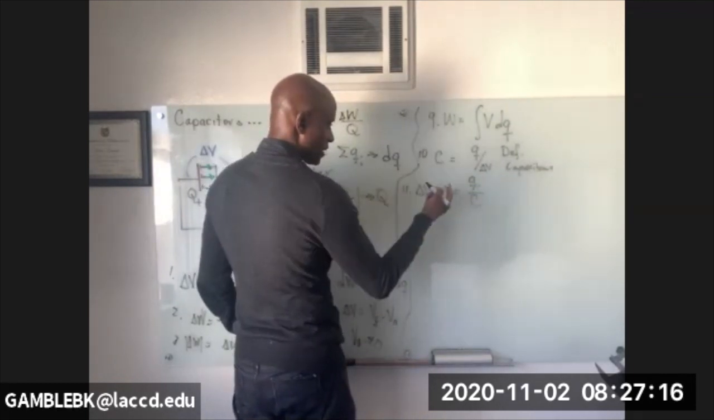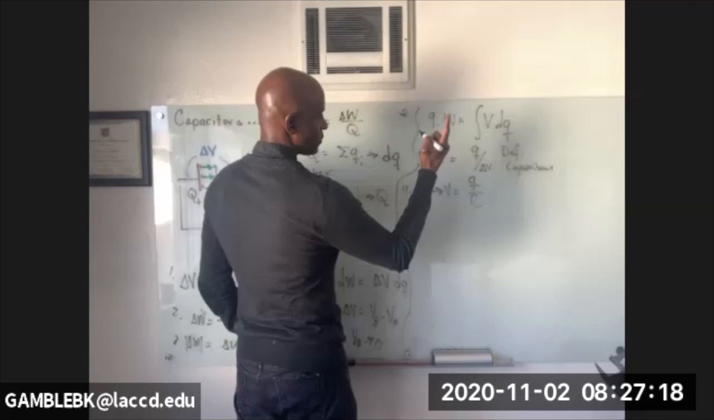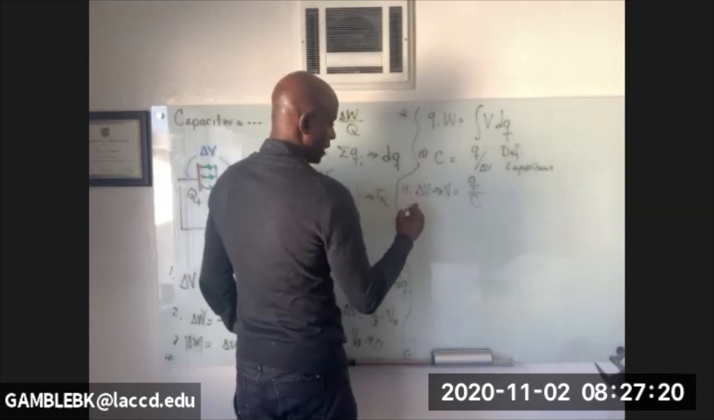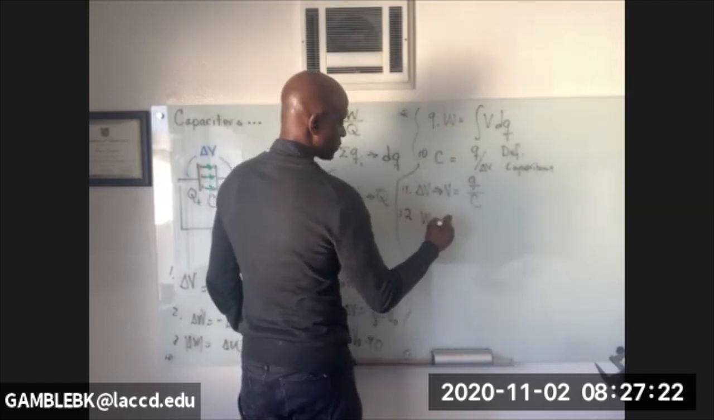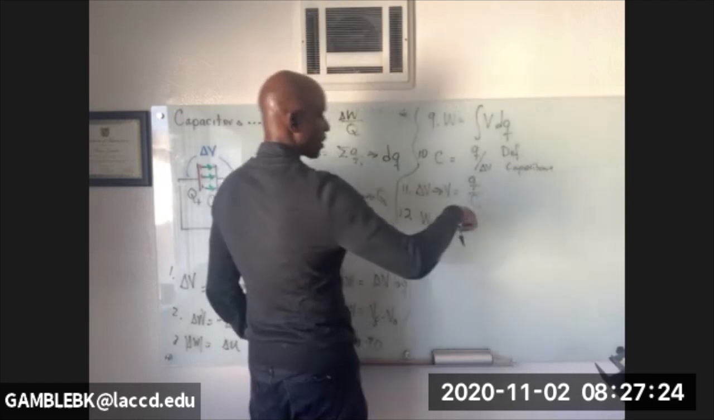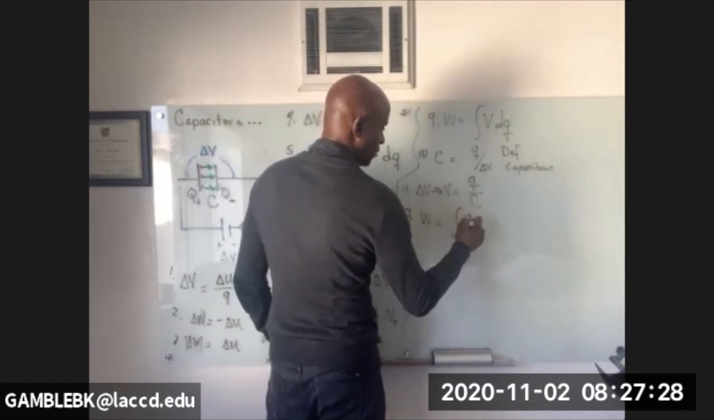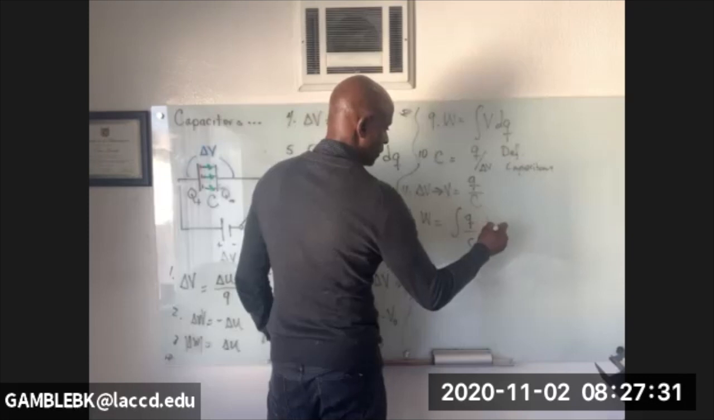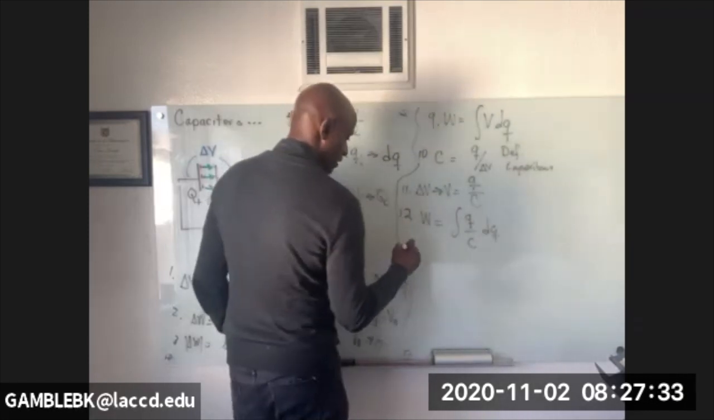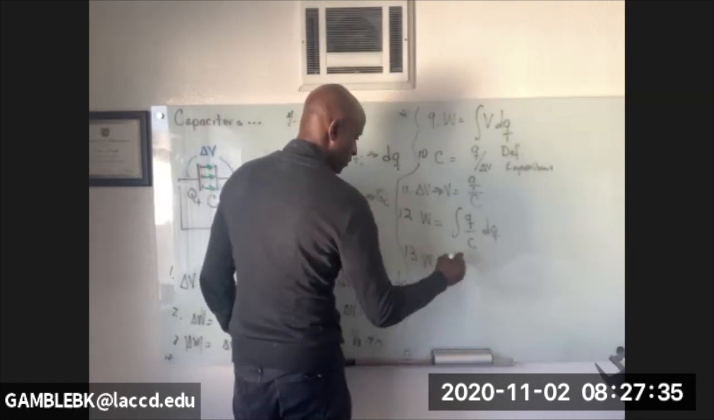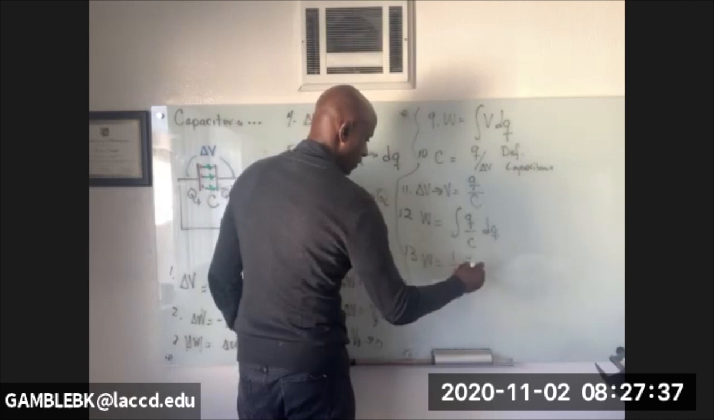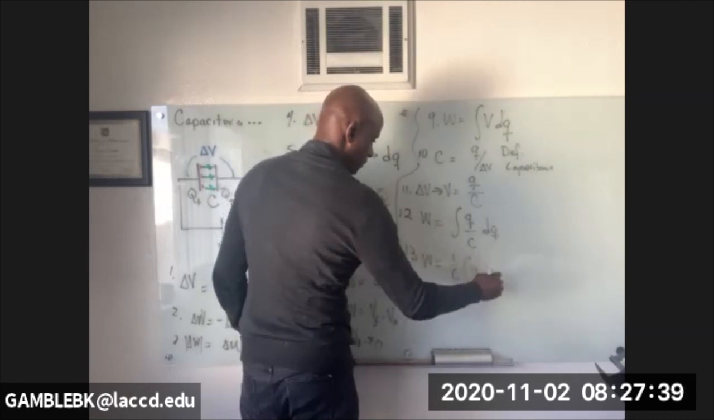And so we substitute equation 11 into 9, and we have that the work done to charge the thing is equal to, well, let's do it step by step. The integral of Q over C dQ, but the 1 over C comes out because it's constant, so the work is equal to 1 over C times the integral of Q dQ.